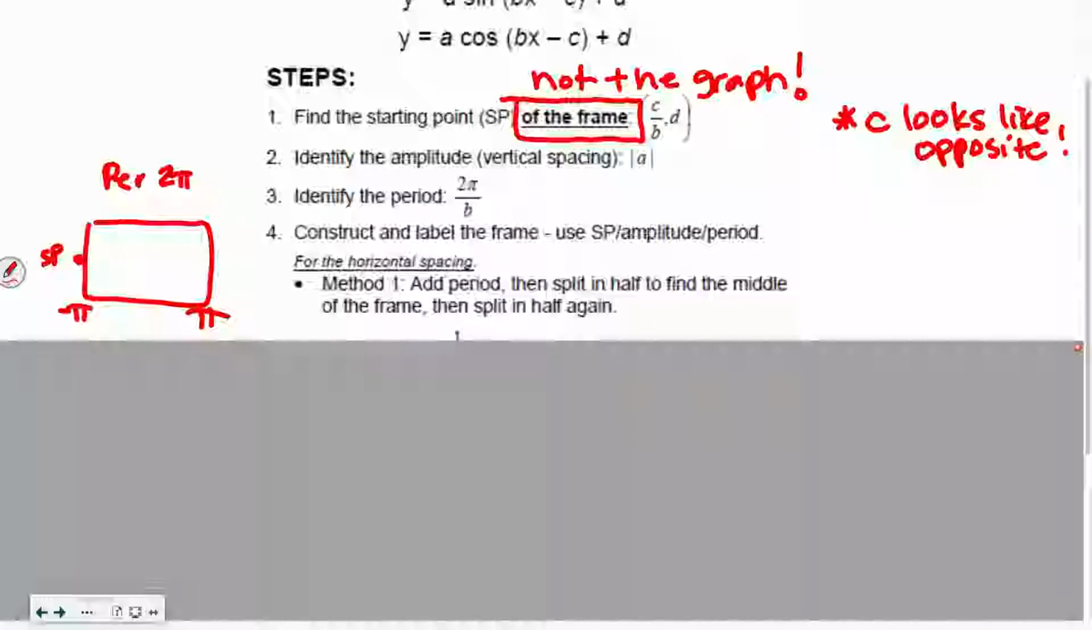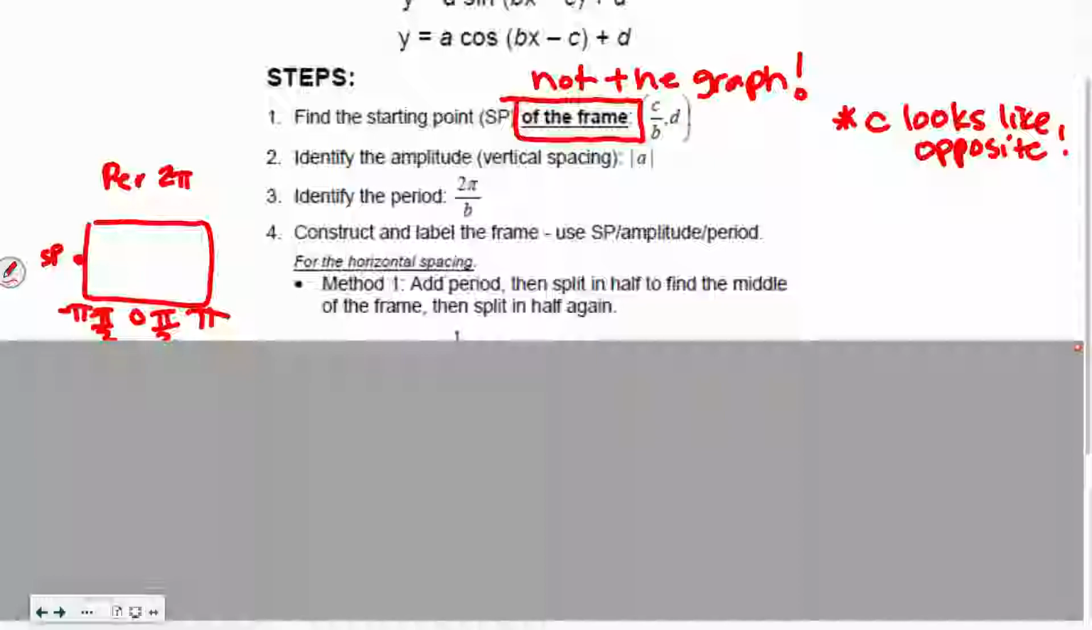Then split it in half to find the middle. So what's in the middle of negative pi and pi? 0. And then split it in half again on both sides. So what's in between negative pi and 0? Negative pi halves. And then over here would be positive pi halves. So you've got all the labels that you need. It's like: label the ends, find the middle, find the 2 middles.